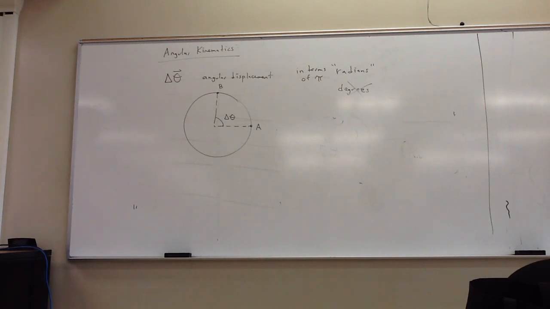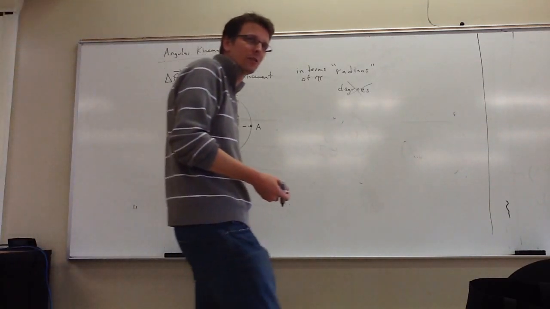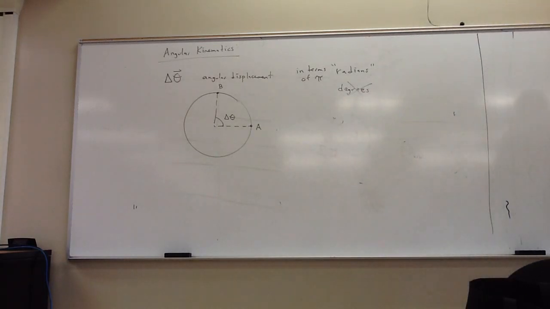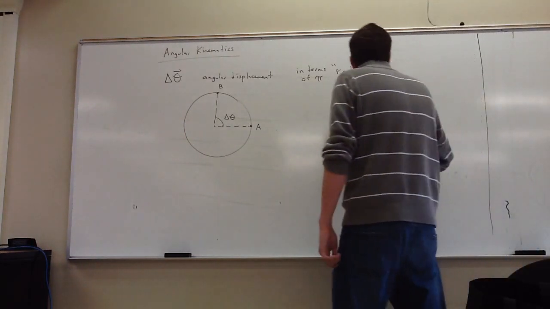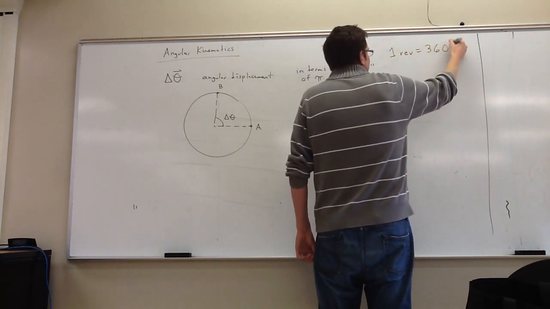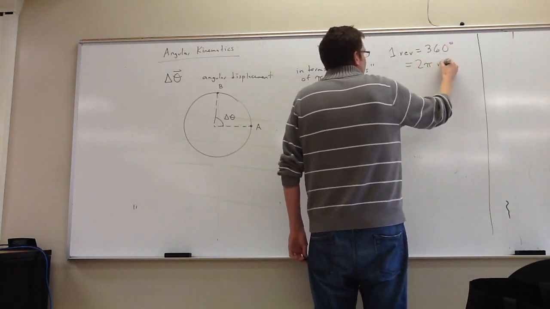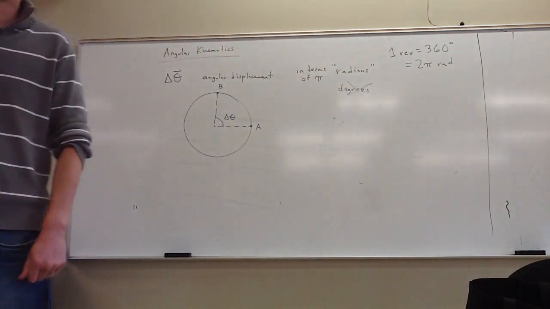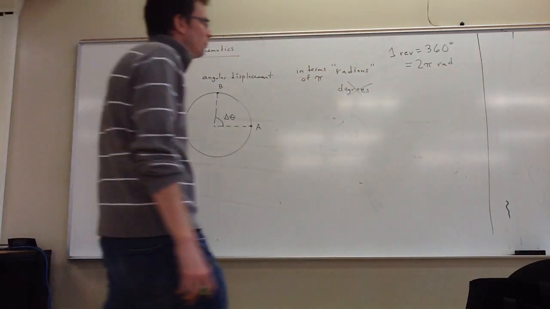So you guys hopefully know that a full circle is how much? 2 pi, right? Half circle's pi. Right? 90 degrees is pi over 2. Things like this? Okay, good. So 1 revolution is 360 degrees, is 2 pi radians. Those are all different ways to describe a full circle, but we are going to prefer radians. Radians is going to be our SI unit.